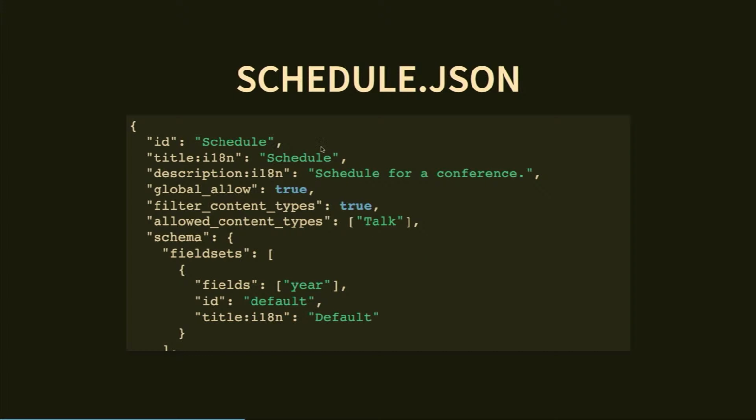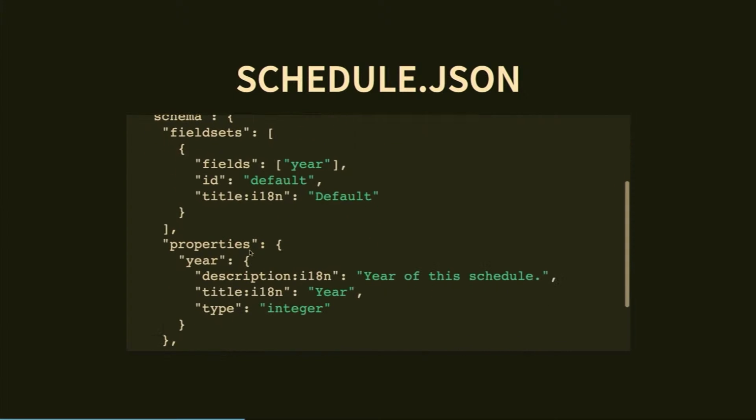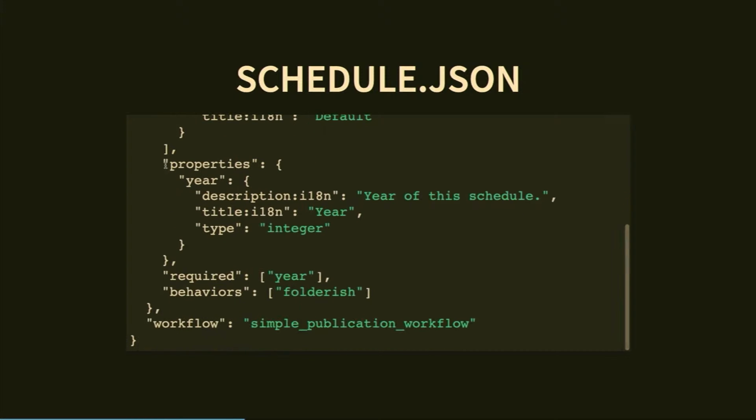It has an ID, it has a title, it has some additional settings. In this case, we say global allow, so you can add it anywhere you want. We do filter content types in the schedule. In this case, we only allow talks to be added to the schedule folder. We have a schema with the fields. The default one has the year field, as we just saw in the example, and the property is just, in this case, an integer value of the year.